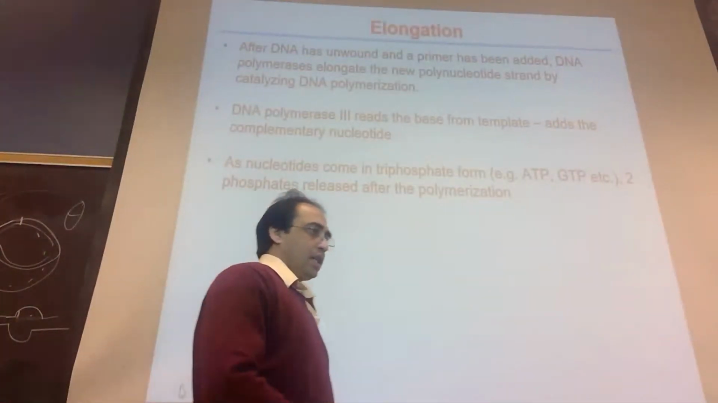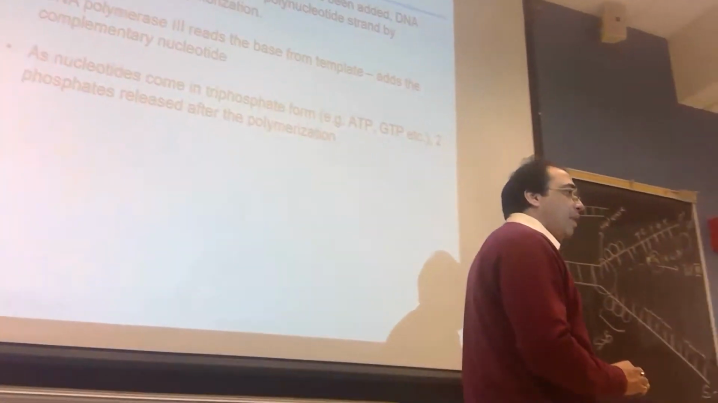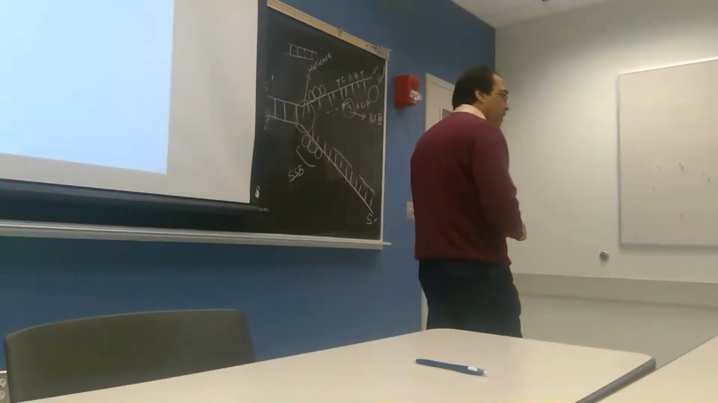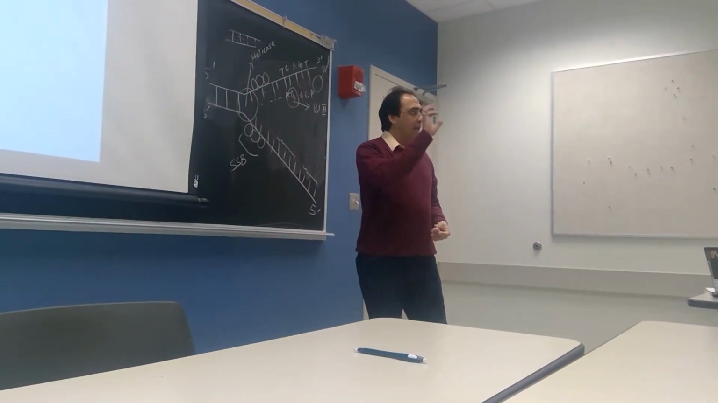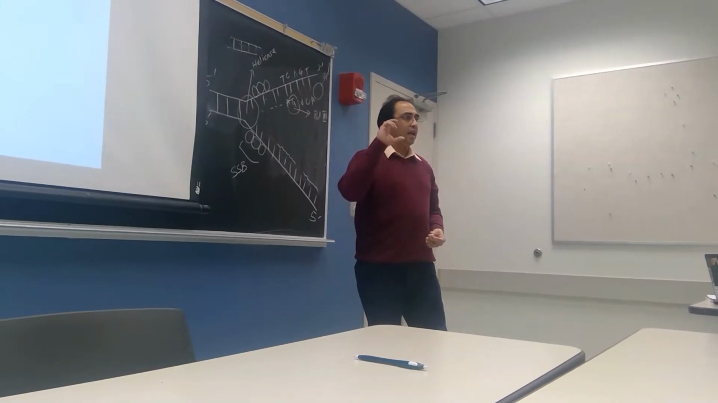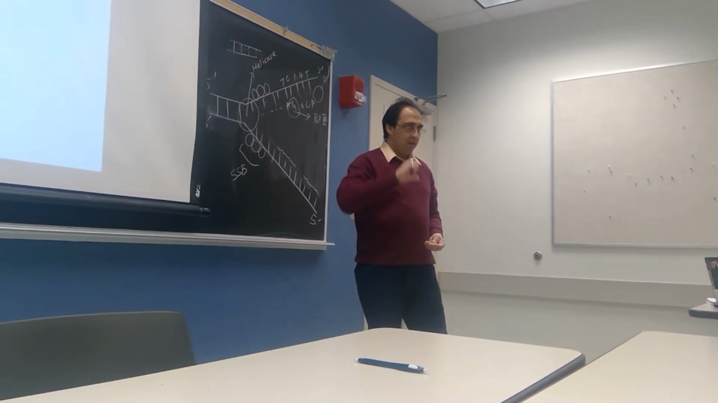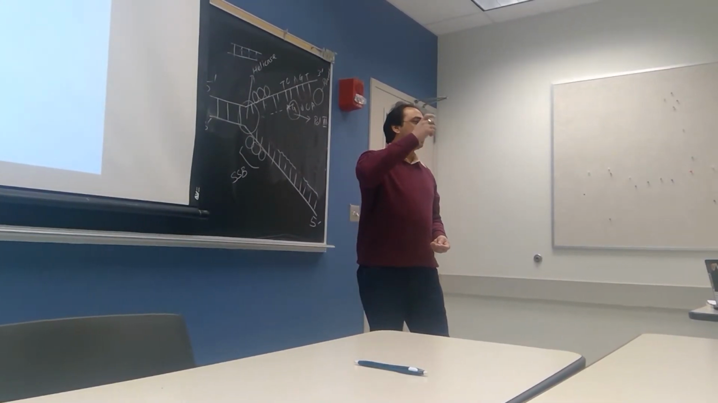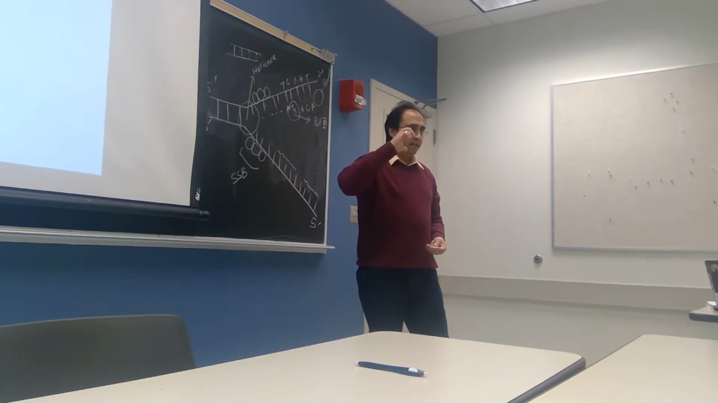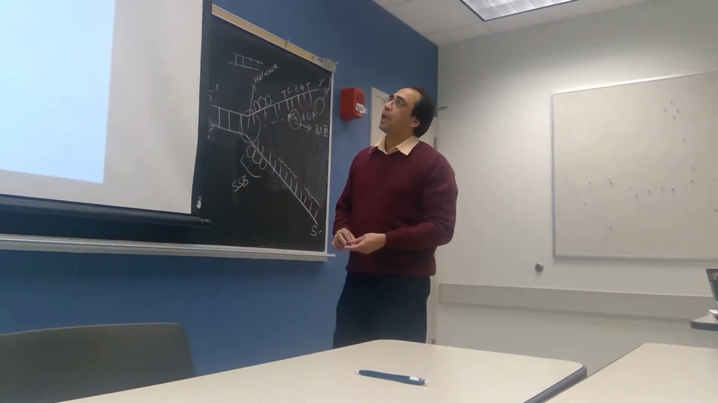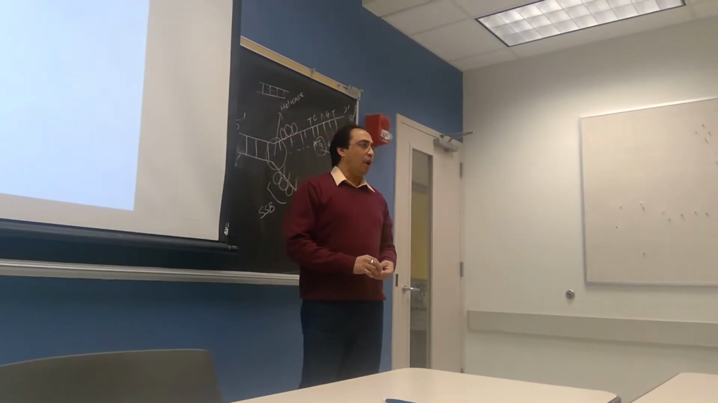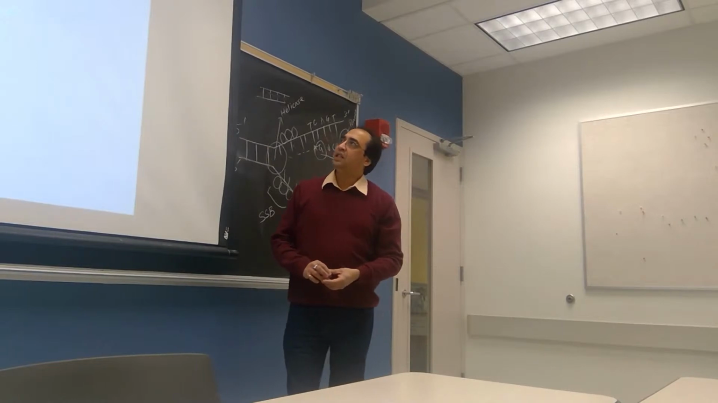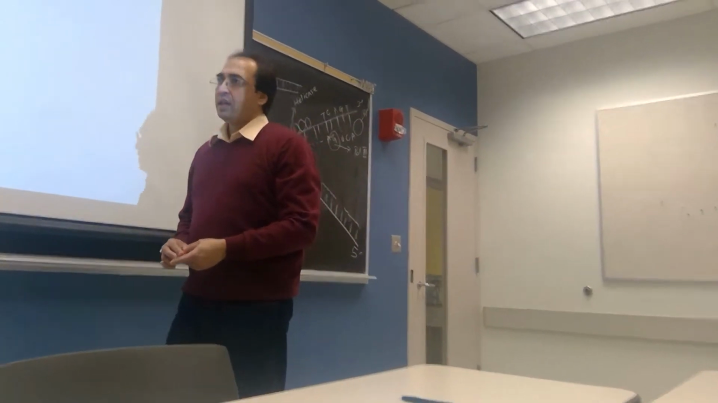Now, elongation means polymerization of nucleotides based on the template strand. DNA polymerase reads the code in the template strand and adds the opposite complementary base to that sequence. This is called DNA polymerization, and DNA polymerase 3 is doing this.